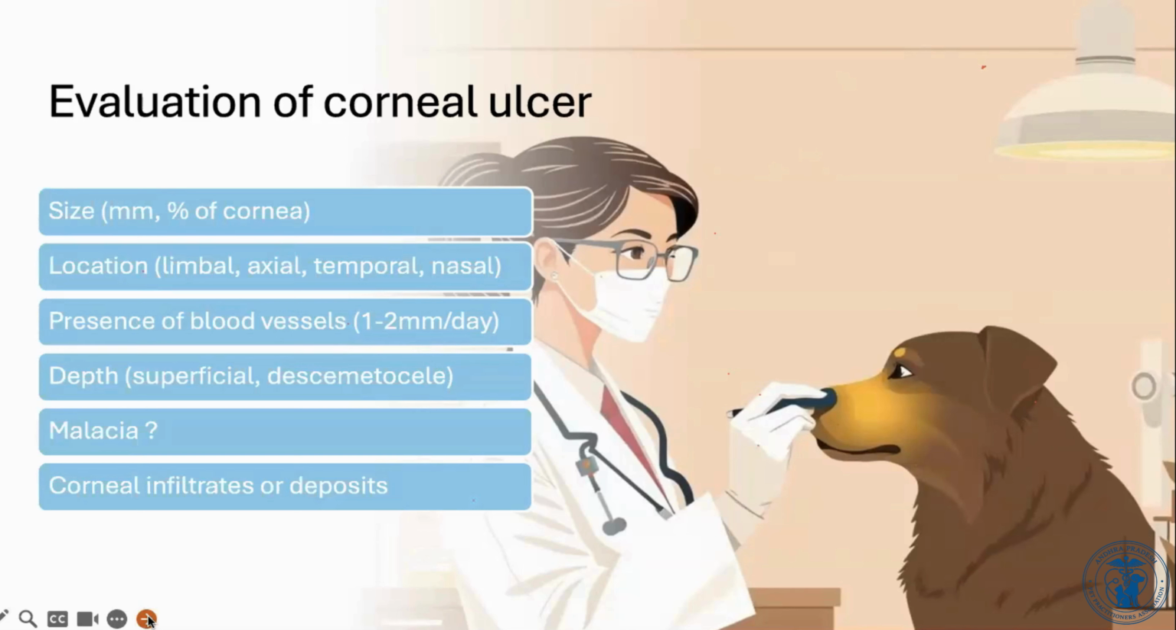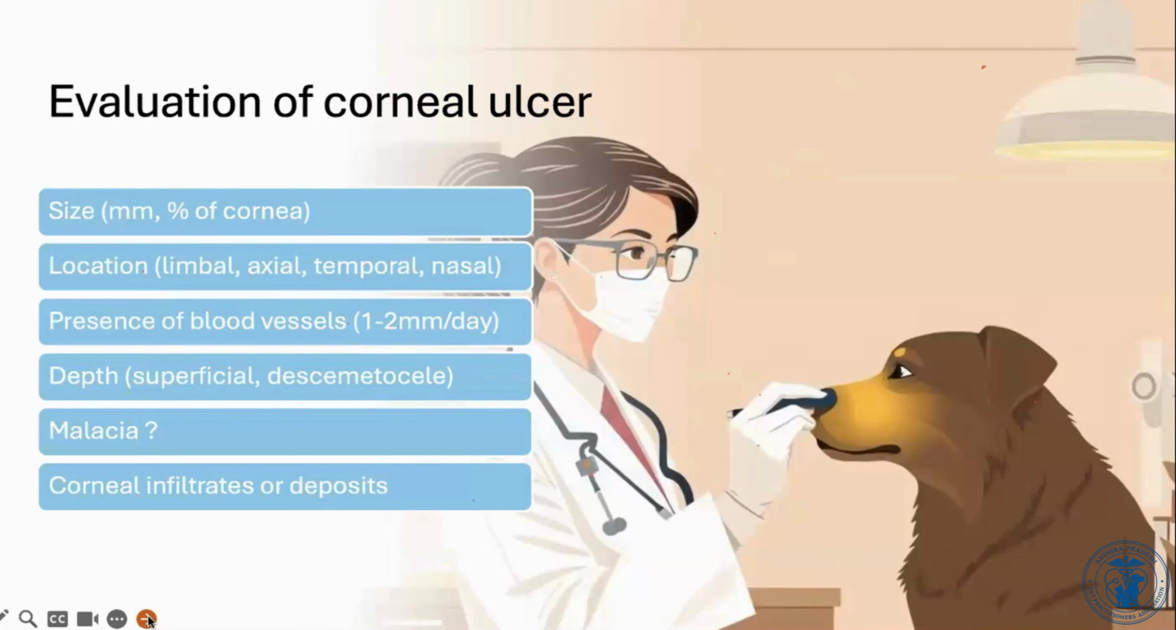Usually we see vascularization in normal ulcers within a week's time. And when vascularization starts, vessels usually move by 1 to 2 mm per day. So roughly with this we can draw a timeline of when we should expect our ulcer to heal. And next is depth. Whether it's a superficial ulcer or a descemetocele. If it is a superficial ulcer, we will start seeing healing by 72 hours.